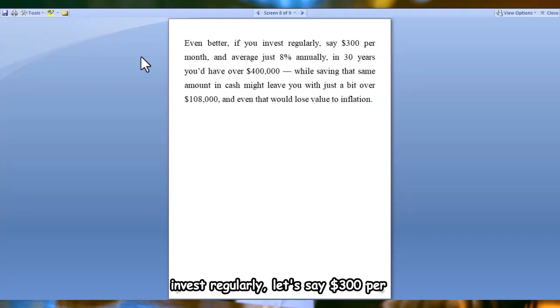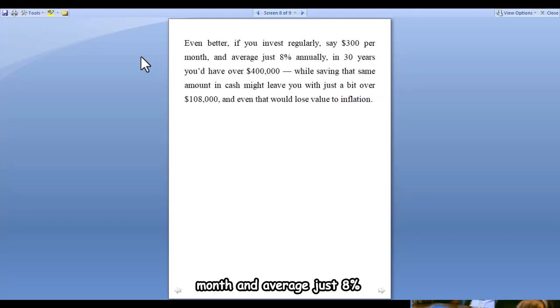Your money works for you. So now let's go to the next page. Let's say you invest $300 per month and average just 8% annually. In 30 years, you would have over $400,000, while saving that same amount in cash might leave you just a bit over $108,000, and even that would lose value to inflation.